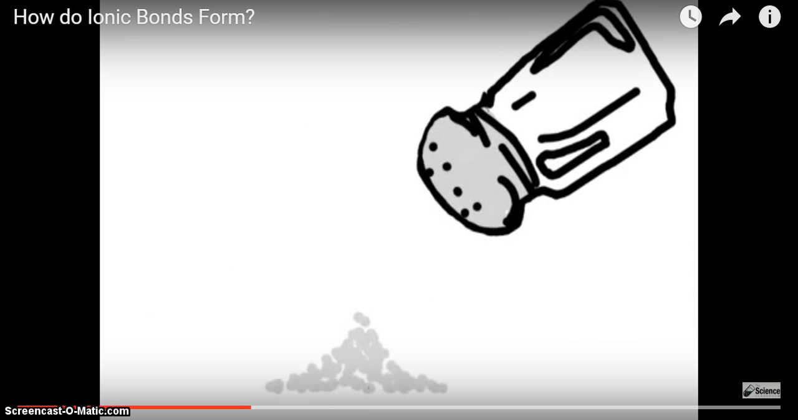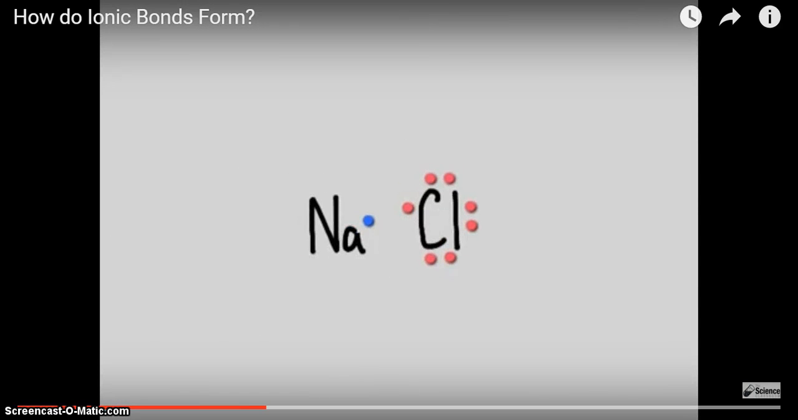Okay, so let's look at an example of an ionic compound so we can see how these ionic bonds form. So here's some table salt. If we zoom in on a grain of table salt, we would see what this stuff is made of. It's made of sodium and chlorine. And I've drawn the Lewis structures here for sodium and chlorine. We can see that sodium has 1 valence electron and chlorine has 7 valence electrons.